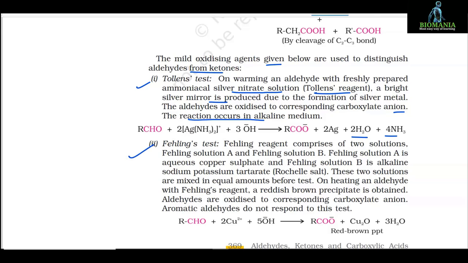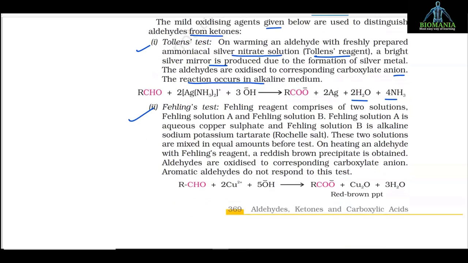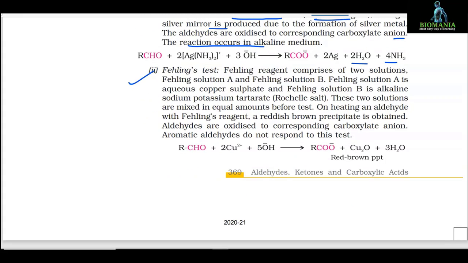Number 2, Fehling's test. Fehling's reagent comprises two solutions, Fehling's solution A and Fehling's solution B. Fehling's solution A is aqueous copper sulfate and Fehling's solution B is alkaline sodium potassium tartrate, that is Rochelle salt. These two solutions are mixed in equal amounts before the test. On heating an aldehyde with Fehling's reagent, a reddish-brown precipitate is obtained.